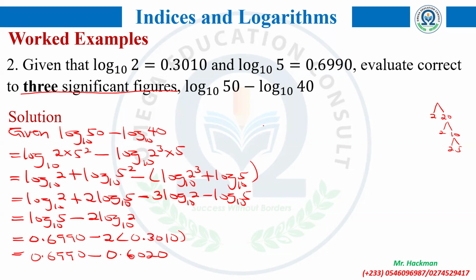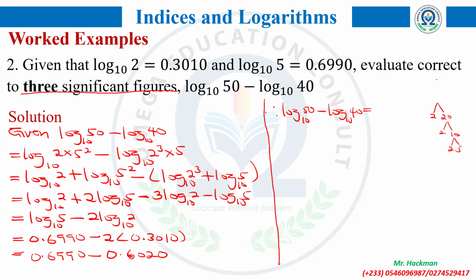Now we know that at this point we can draw out. Therefore, my log to the base 10 of 50 minus log 10 of 40 will be equal to, so I'm waiting for the final answer again. I'm waiting. You know the calculator work is for you.